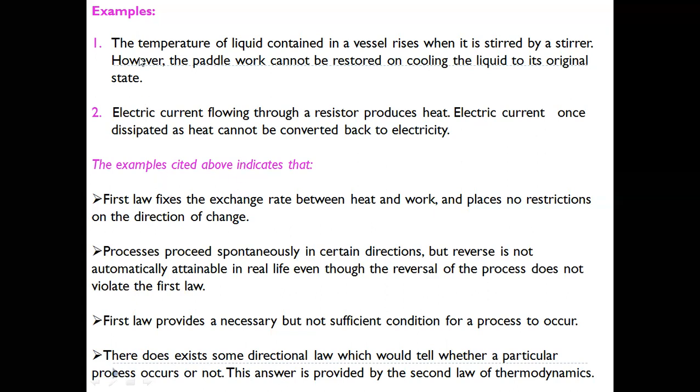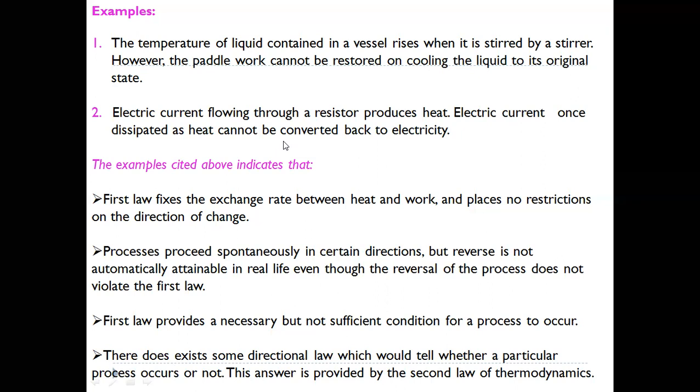So these two examples also indicate that the first law fixes the exchange rate between heat and work and places no restrictions on the direction of the change. That means these two examples indicate only the transfer of work and heat, but do not specify in which direction the heat and work are flowing. The direction it will not specify, only the amount of heat and work exchanged, which we will talk about in the first law of thermodynamics.